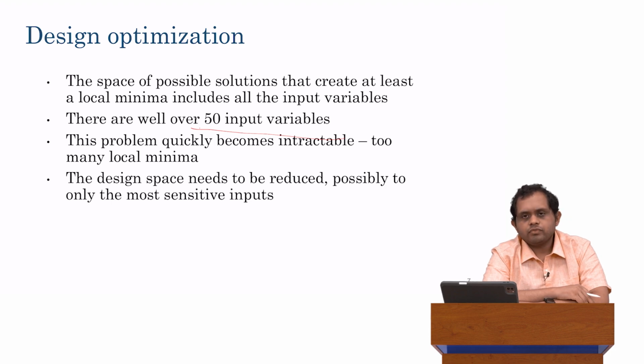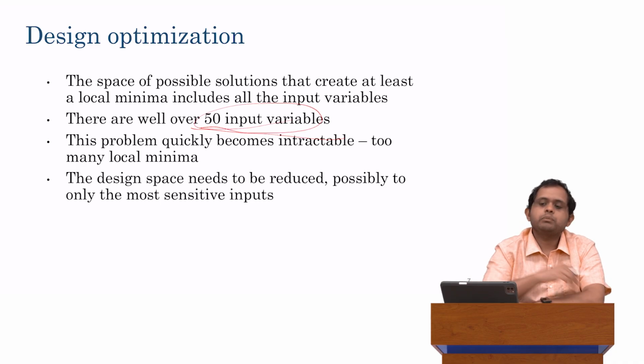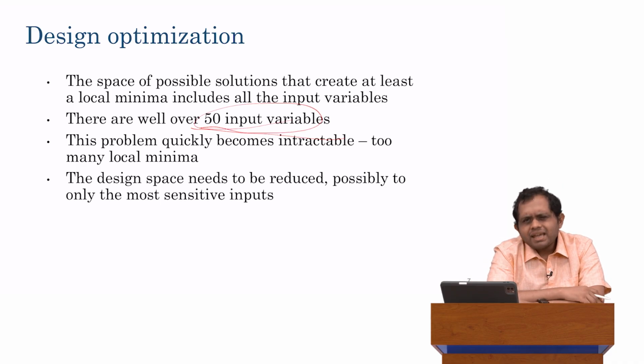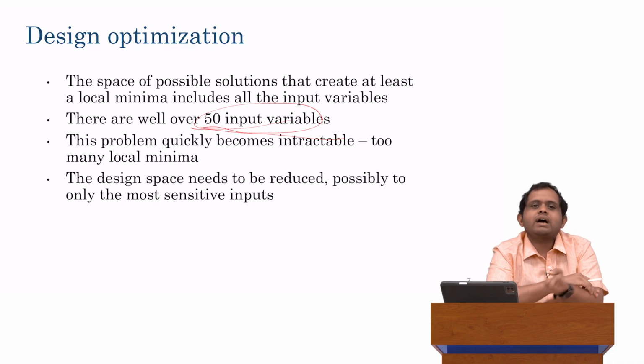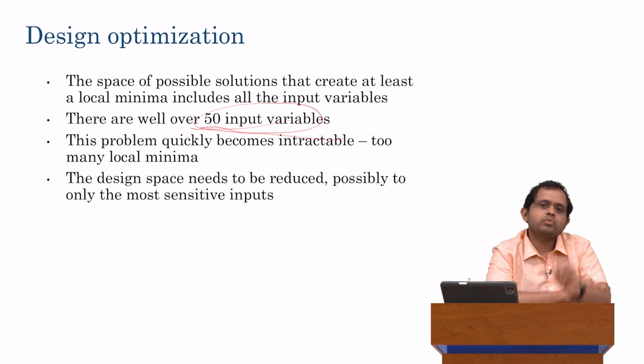So what do we do? Well, one approach is to reduce the design space. That is, we know that we have well over 50 input variables, but maybe we know through some analysis, and I'll actually show you the analysis in the next slide, that all those variables are not that important. Maybe we know that the distress, what we're concerned with, is particularly sensitive to a handful of variables, such that if we just slightly tweak those handful of variables, we can significantly reduce the distress.